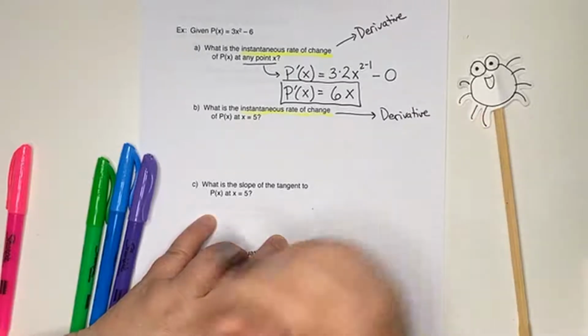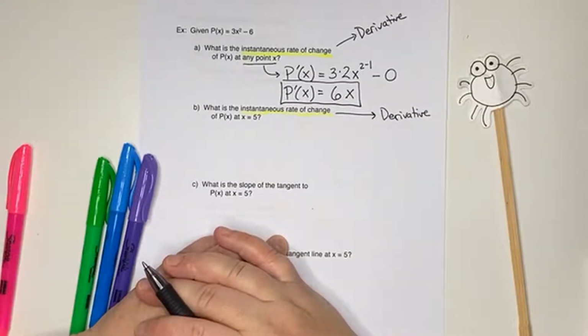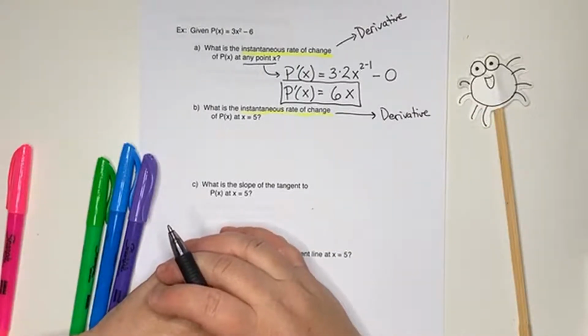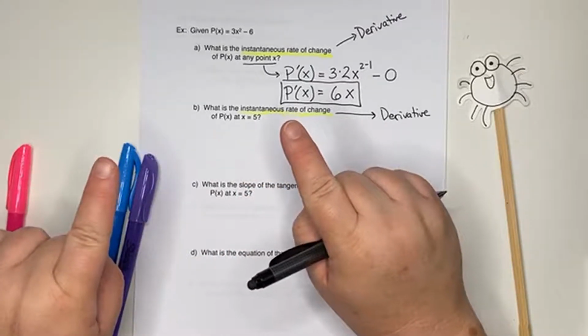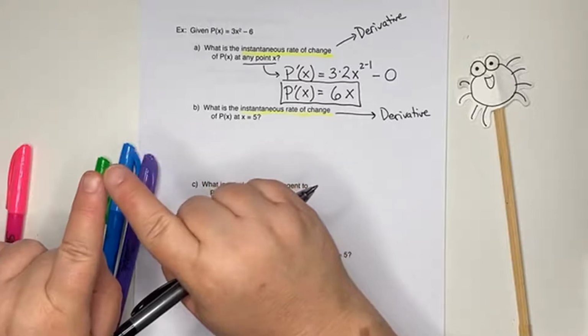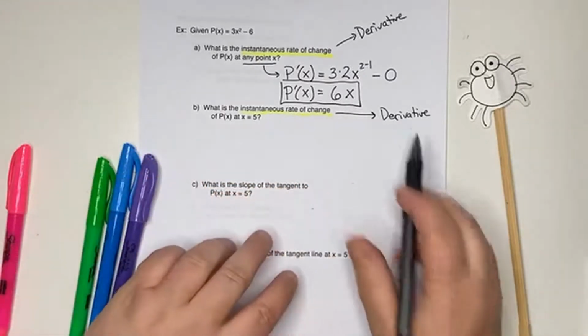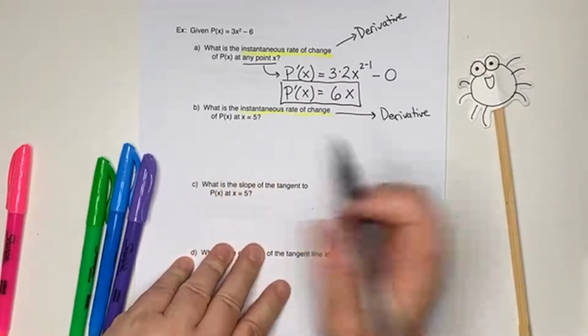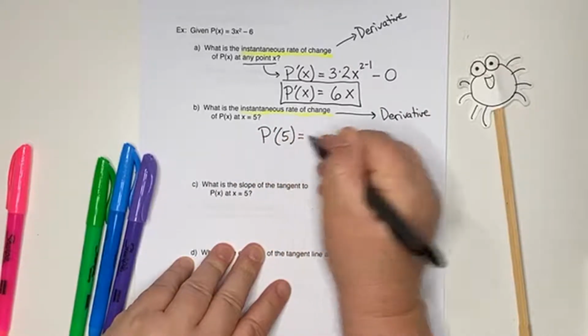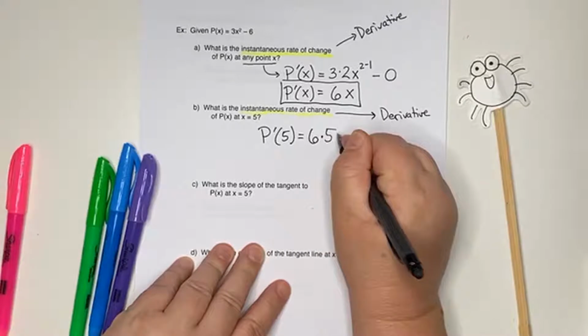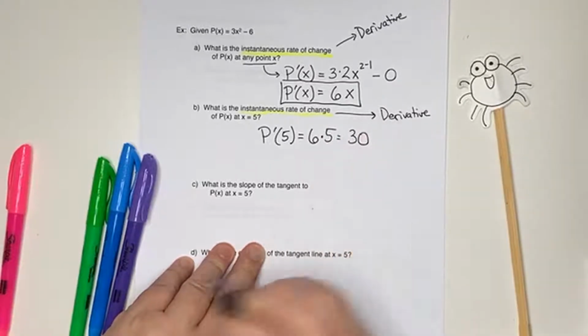And remember, we talked about rates of change a couple sections ago. The average rate of change was the line segment we drew between two points, and instantaneous is what happened when we moved the points together. So it's the derivative, and we want to find X equals 5. So we'll say P prime of 5 equals 6 times 5 equals 30.